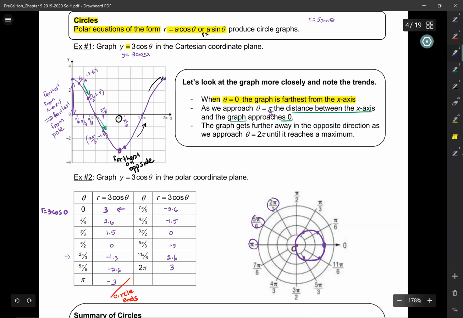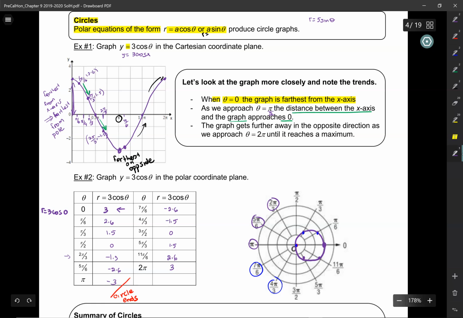Okay, so then where are the other points? Well, at 7 pi over 6, I'm at negative 2.6, so right there. And then at 4 pi over 3, negative 1.5, right there. And at 3 pi over 2, right there. So what do you see happening? You are retracing the circle, okay? Now, do you have to do it twice? Of course not, right? Once you traverse one circle, you're good to go, and then you can stop. So, congratulations, you have just graphed your very first circle in polar coordinates.